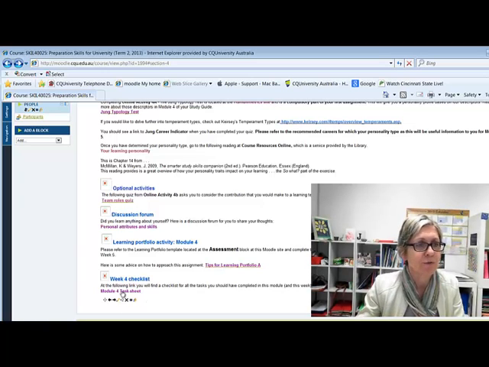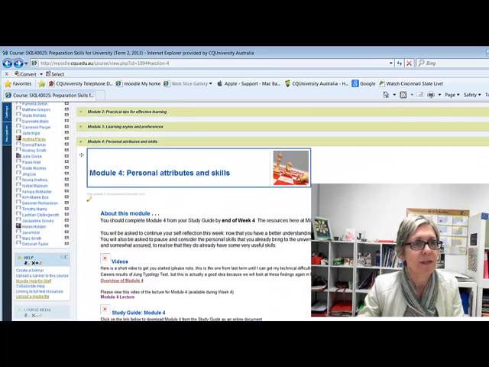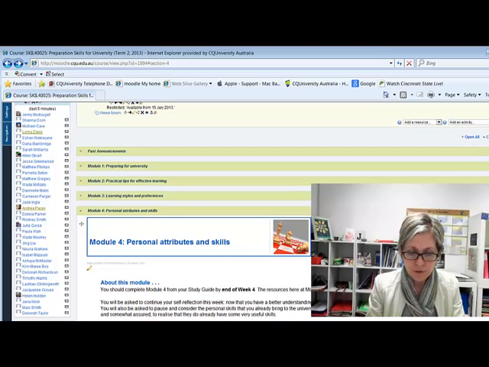And of course there's the usual checklist for you, just so that you know that you're keeping up with everything. So look, all the best with Module 4.